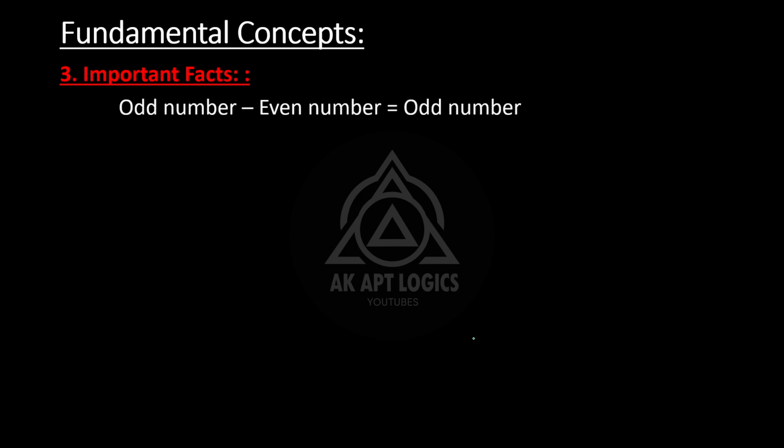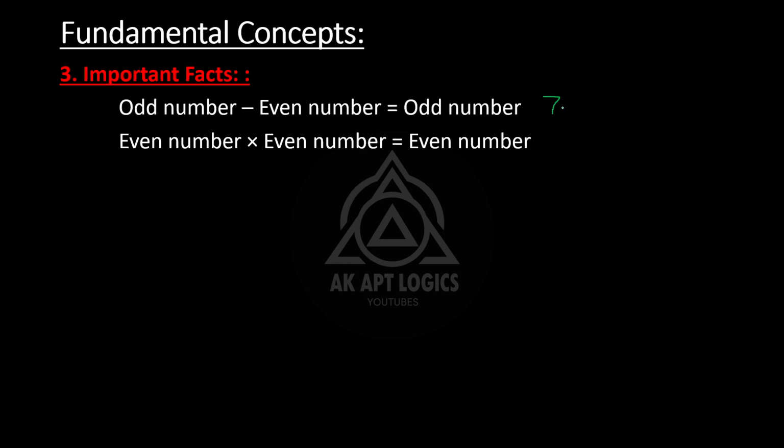Next, odd number minus even number is equal to odd number. For example, I haven't added those examples, right? Odd number 7 minus even number 4 equals 3, right? Which is an odd number. Similarly, even into even number is equal to even. Even number 2 into 4 equals. I added examples to reduce time.